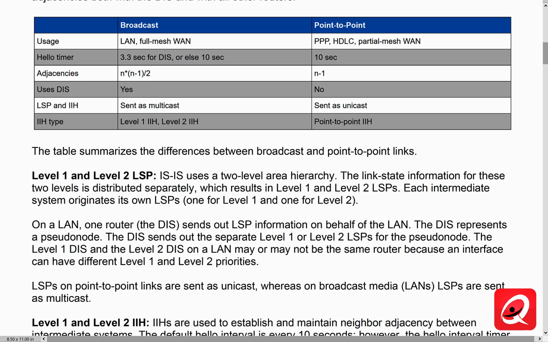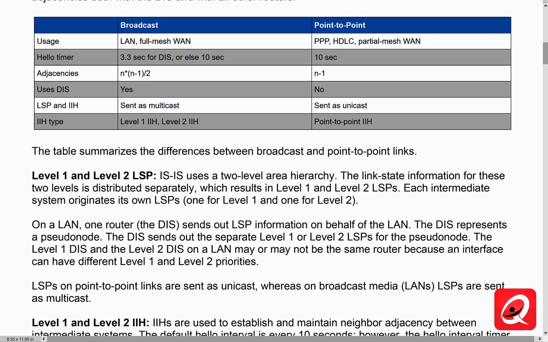All right. Now, as far as the hello packets go, those are what we use to establish and maintain our neighbor adjacencies, just like we have hello packets with OSPF and hello packets with EIGRP. The default hello interval is 10 seconds, but that timer is adjustable. And remember that the dead timer in ISIS is 3 times. In OSPF, it's 4 times. In ISIS, it's 3 times.